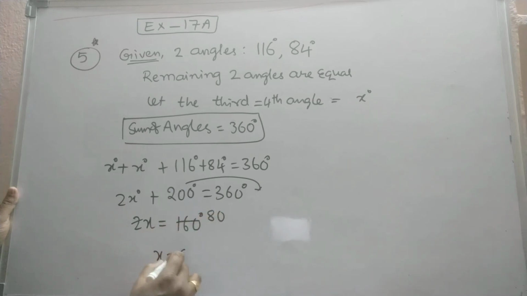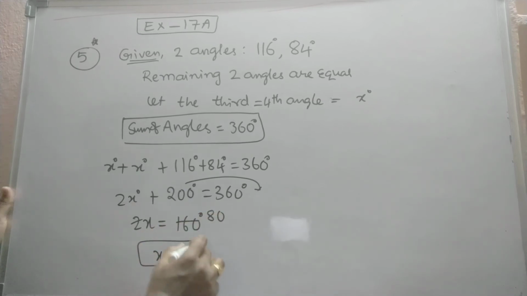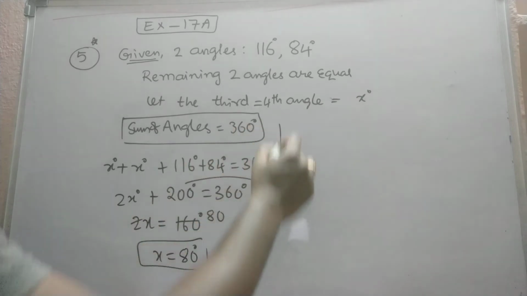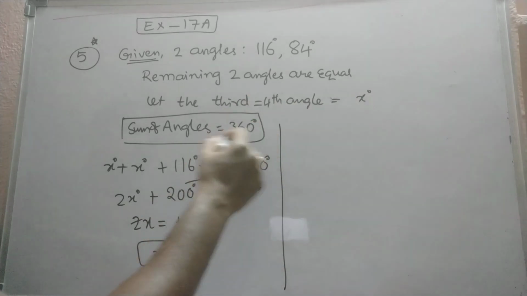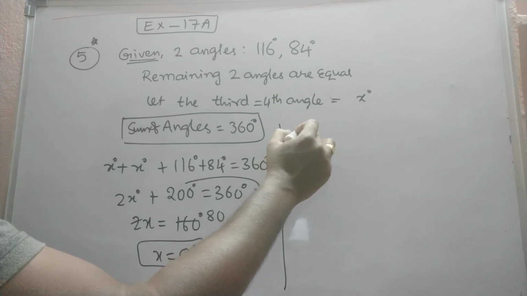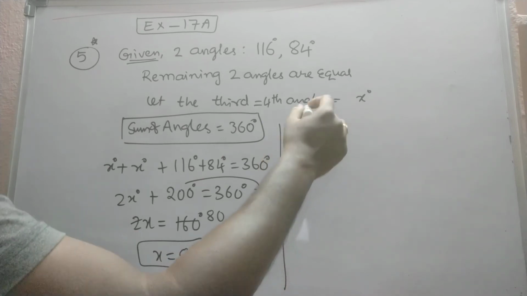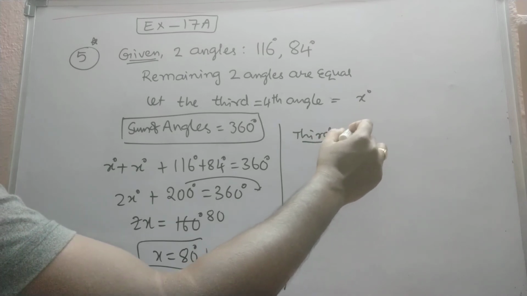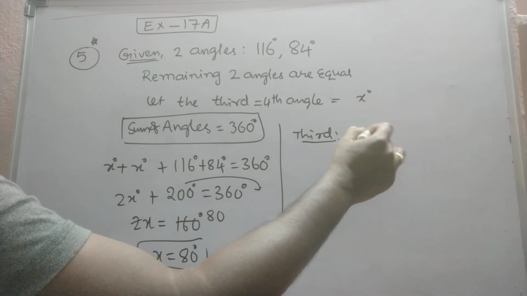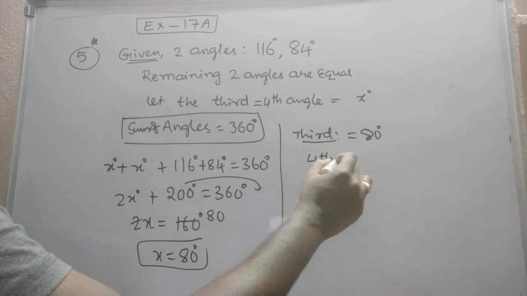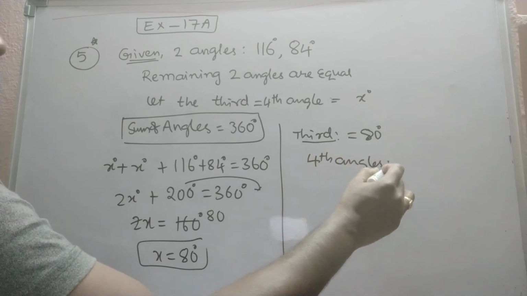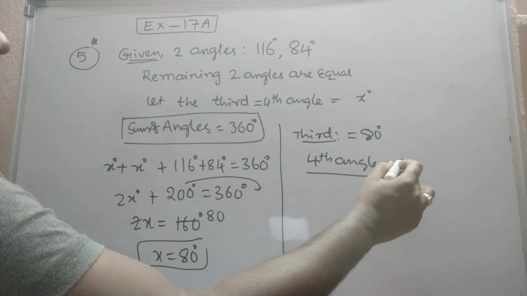So x is equal to 80 degrees. Then we have to calculate the third angle and fourth angle. Therefore the third angle will be 80 degrees, and similarly the fourth angle also 80 degrees, because that is what we assumed. So the fourth angle is again 80 degrees.